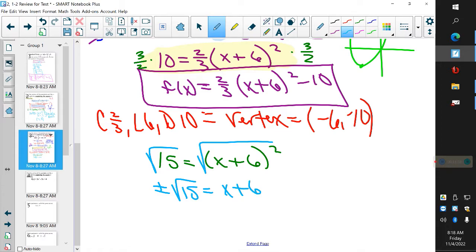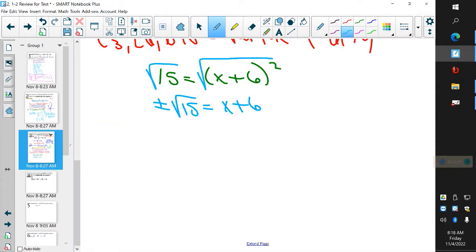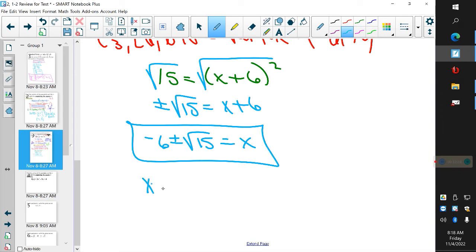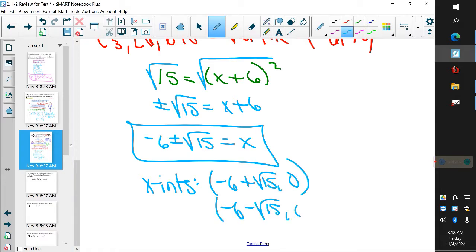Are there any perfect square factors of 15? No, so I cannot simplify the square root of 15 any further. Do you all understand that? Okay, so how do I solve for x here? Subtract 6. So -6 plus or minus the square root of 15 is equal to x. So what are my x-intercepts? -6 plus the square root of 15, comma 0, and -6 minus the square root of 15, comma 0.